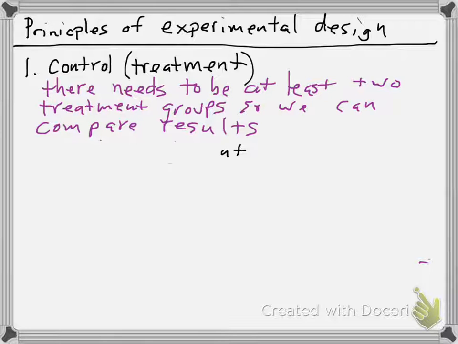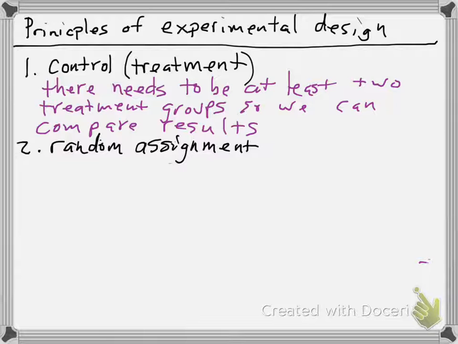We need to have at least 2 treatments so we can actually compare the results. So we have a baseline, so we have something to compare with another thing. So rule number one of experimental design is we need a treatment. We need to control that treatment. We need to decide what treatment is what. And there could be more than 2 treatments as well. It doesn't necessarily have to be only 2.